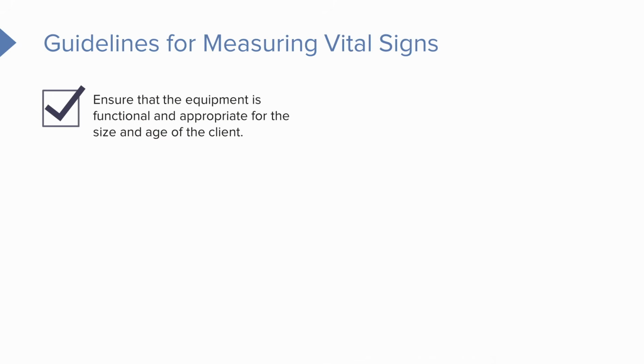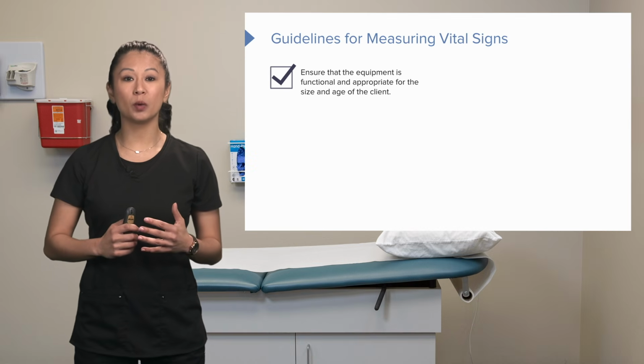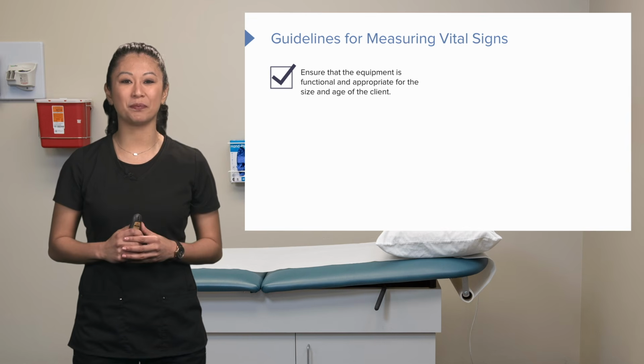Let's discuss guidelines for measuring vital signs for a client. There's a lot of important points to consider, but we'll talk through each one. So first and foremost, making sure your equipment is functional is very important. And we also need to consider it's appropriate for the size and the age of the client. An example of this is there's pediatric cuffs when we're obtaining blood pressures for a pediatric patient.